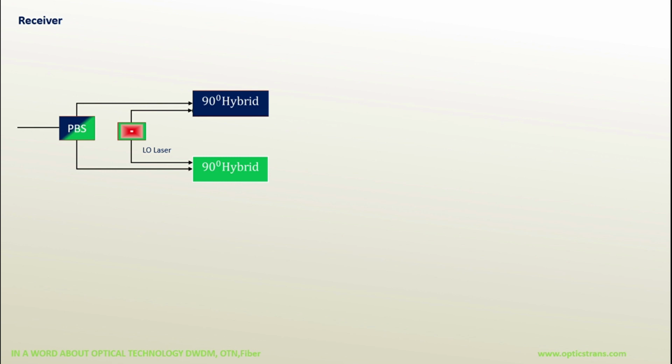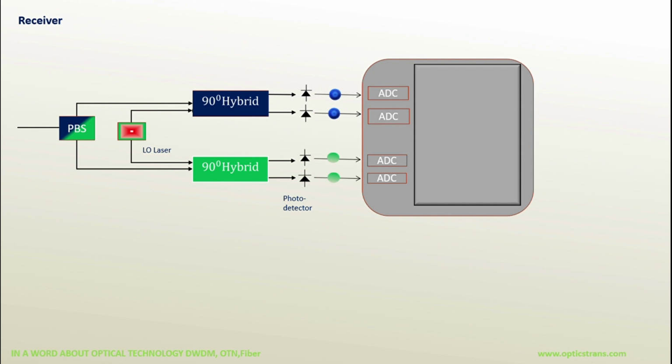Then the signal passes on to the photodetector, which converts it from the optical domain into the electronic domain. And then the electrical signals are passed to the 4 high-speed analog to digital converters, resulting in the digital signal that is passed into a DSP, digital signal processor.